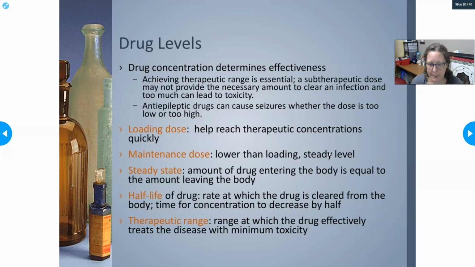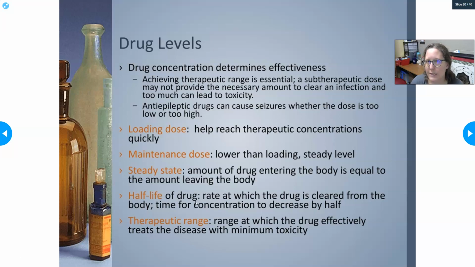So again, steady state, the amount of the drug entering the body is equal to the amount leaving the body, and they are in therapeutic levels. The half-life of a drug is the rate at which the drug is cleared from the body. It is the time for the concentration to decrease by half. And so this half-life of a drug will determine the frequency of a dosage.